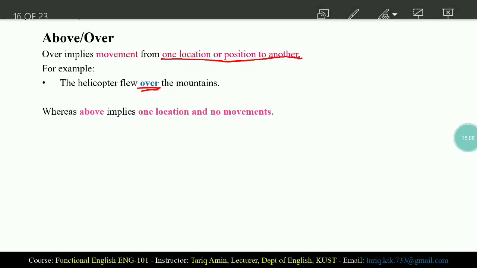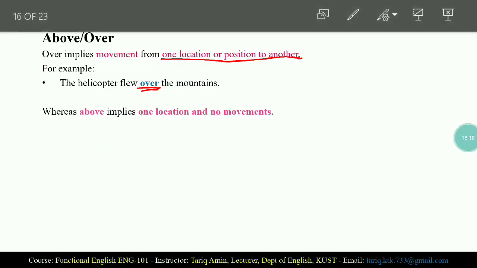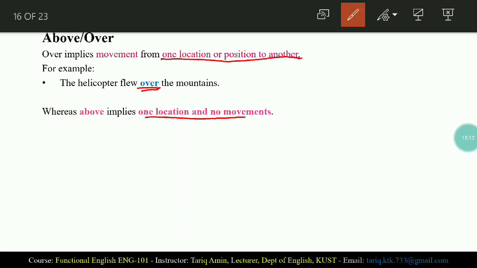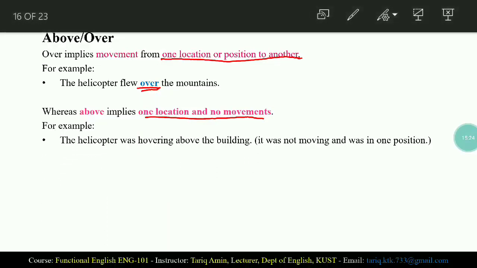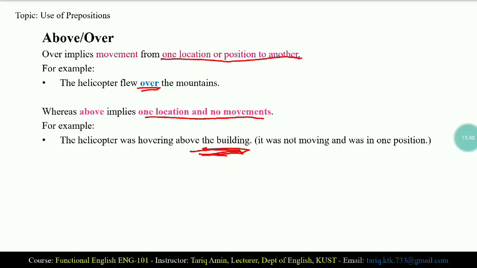Whereas above implies one location and no movement. On the other hand, over implies movement, whereas above doesn't imply movement. For example, the helicopter was hovering above the building. It doesn't indicate a movement. It means that the helicopter was not moving and was in one position.